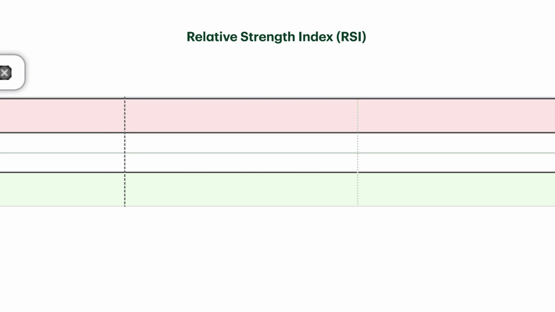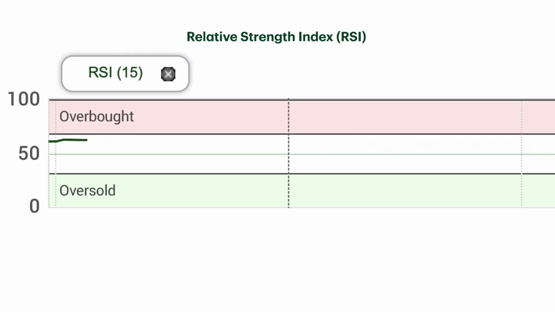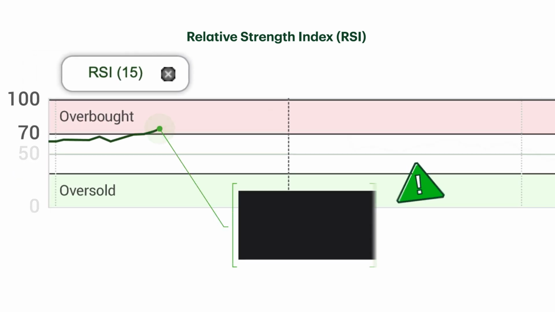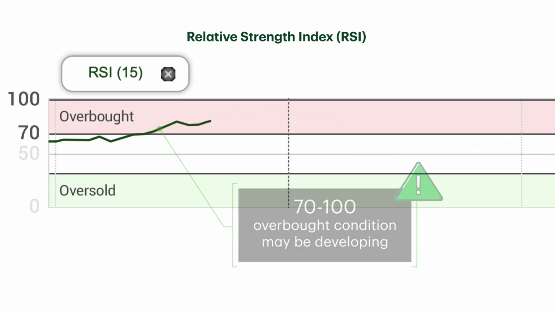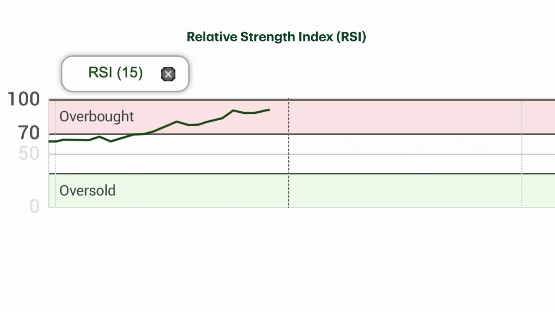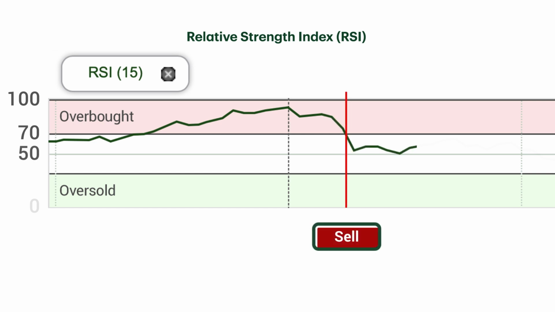On the flip side, when the line crosses above and into the 70 to 100 range, it's a warning sign that an overbought condition may be developing and that the stock may reverse direction and start trending down soon. When the line crosses back down and below the 70 mark, a sell signal is generated.